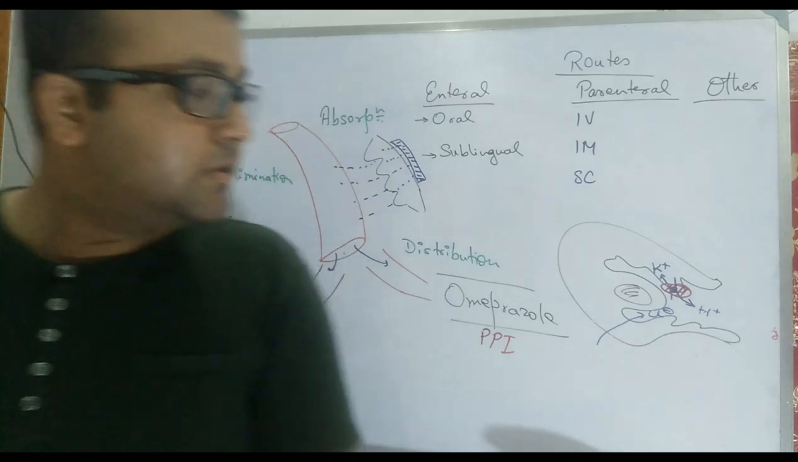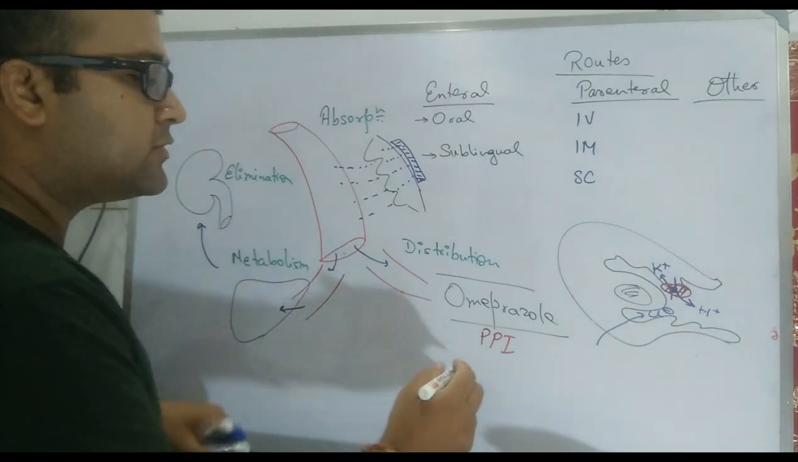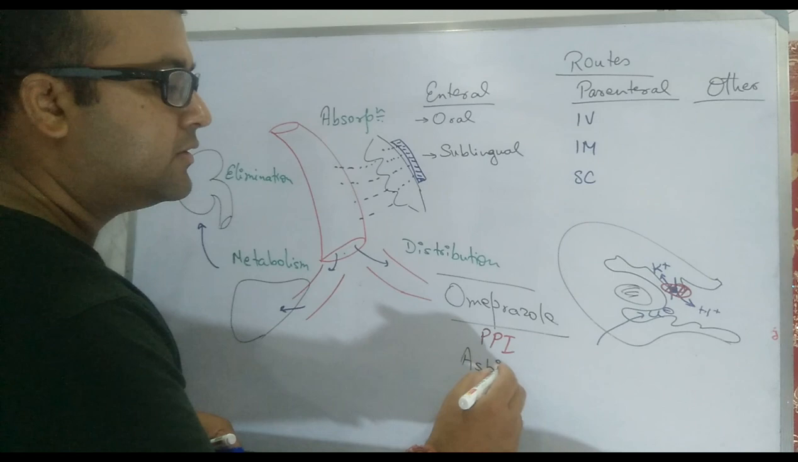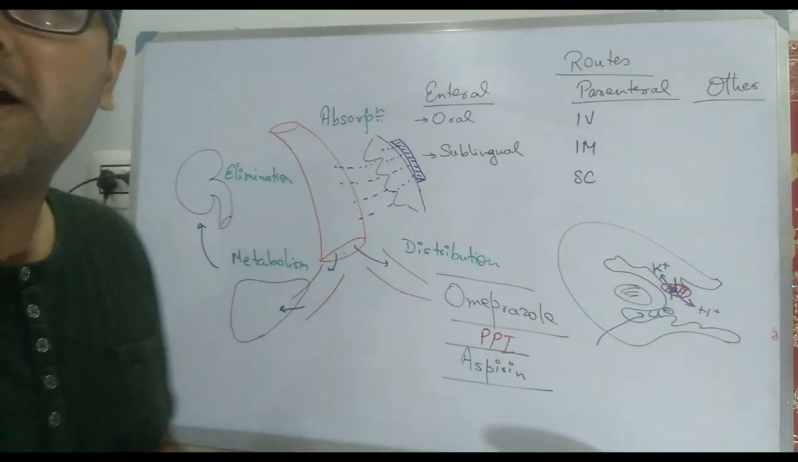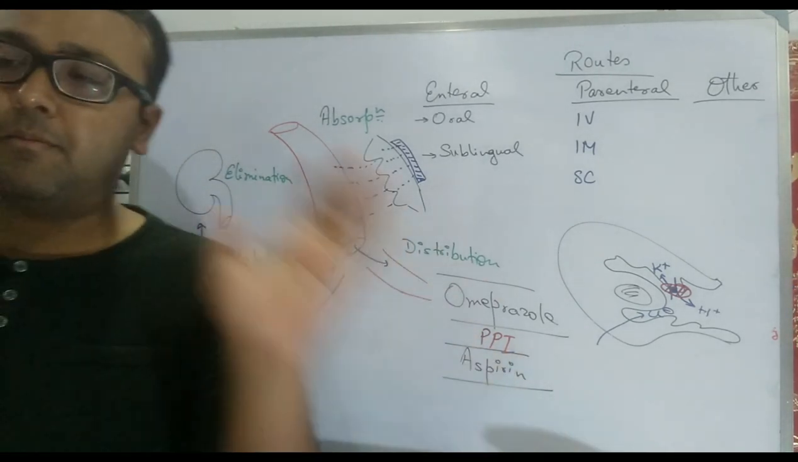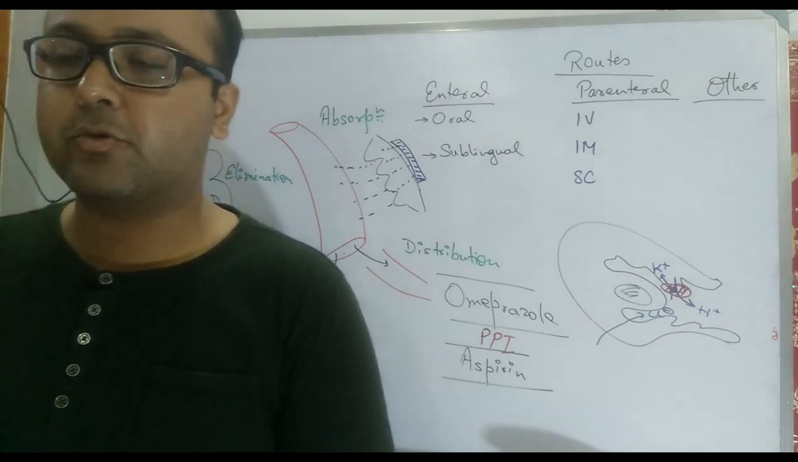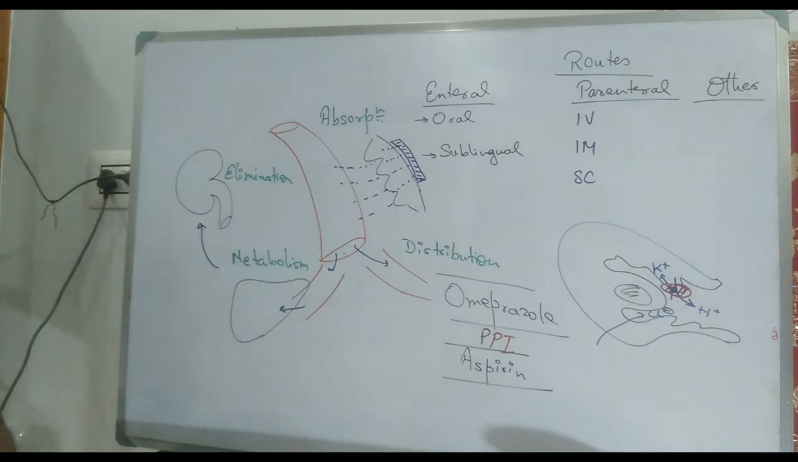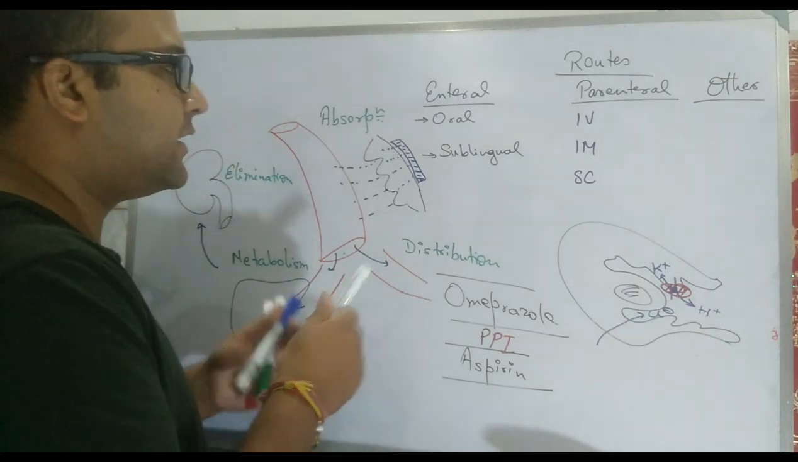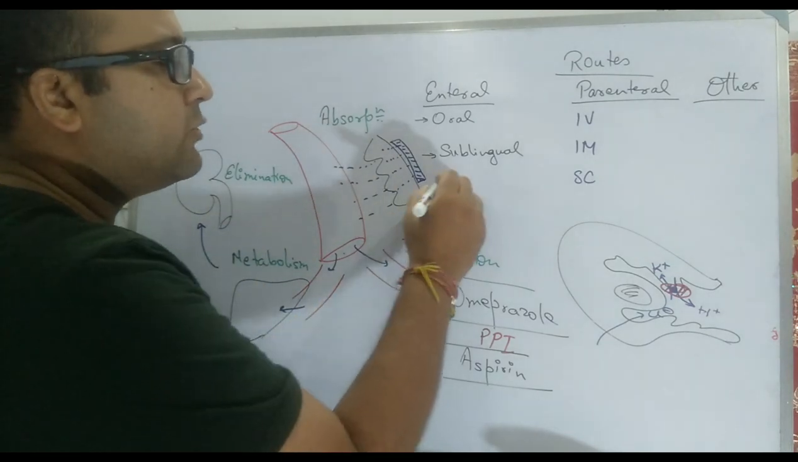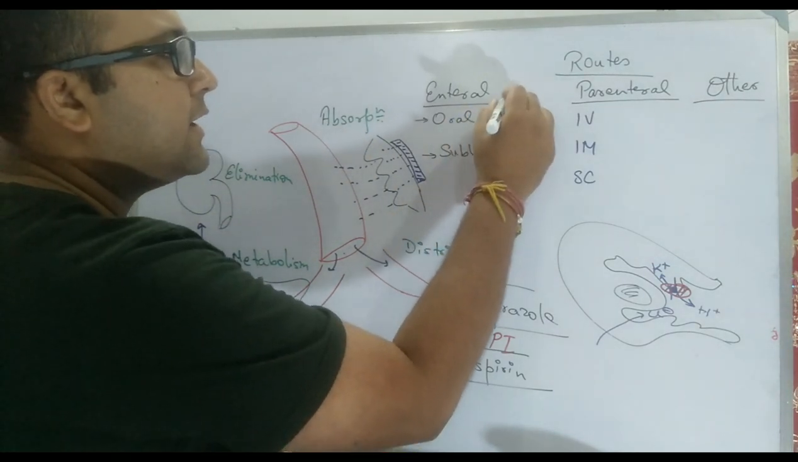So the drug aspirin also needs to be coated, so that aspirin can pass on to the intestine safely and without irritating the stomach mucosa. These are the reasons why we have certain drugs in the market which are enteric coated. This was about enteric coating.